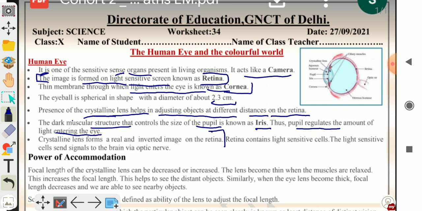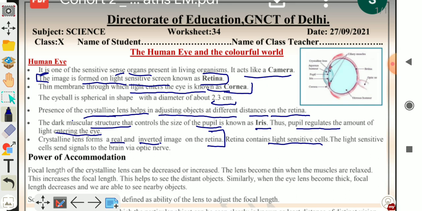Crystalline lens forms a real and inverted image on the retina. रेटिना पर बनने वाली इमेज कैसी होती है बच्चों? It is real and inverted. उल्टी इमेज बनती है रेटिना पर. Retina contains light sensitive cells. Retina में क्या होते हैं? It contains light sensitive cells which are sensitive to light.